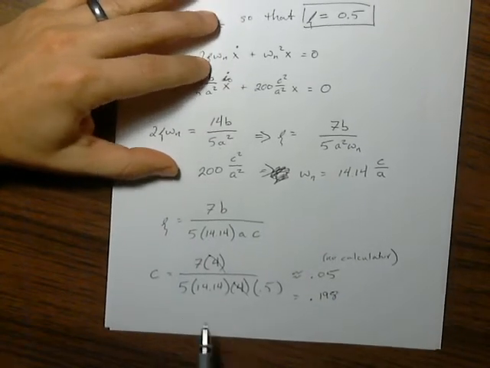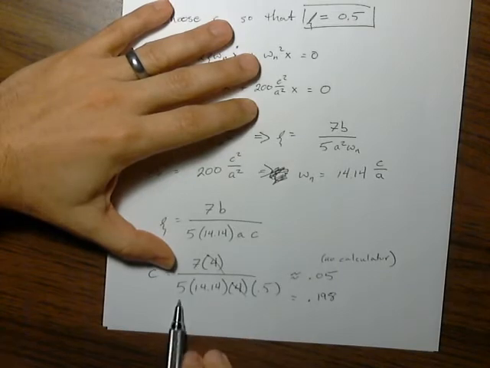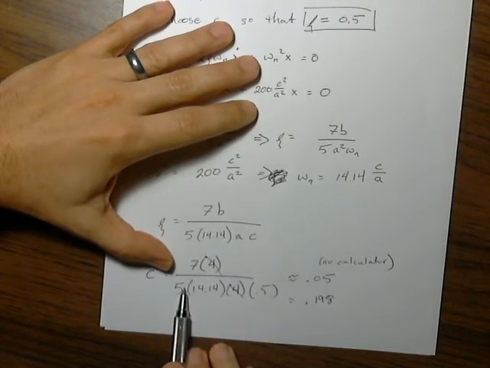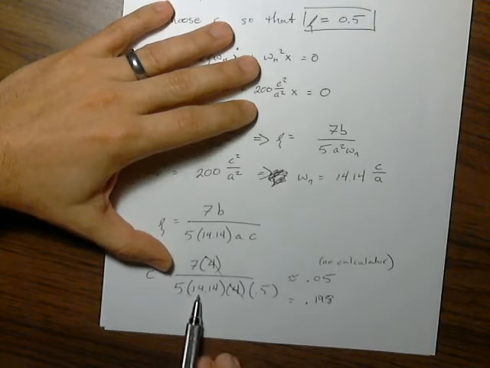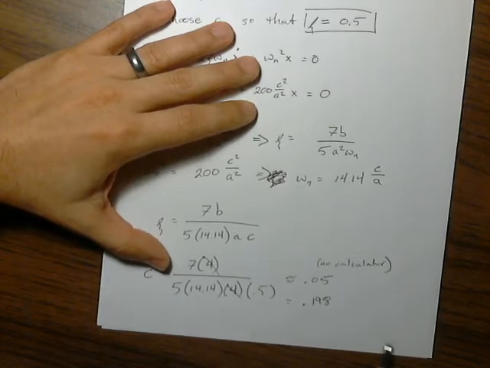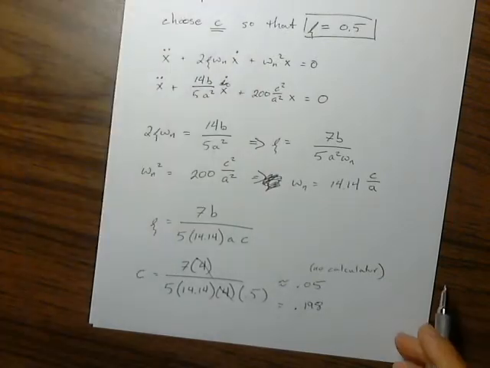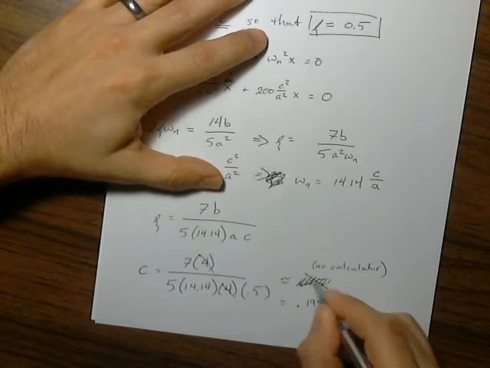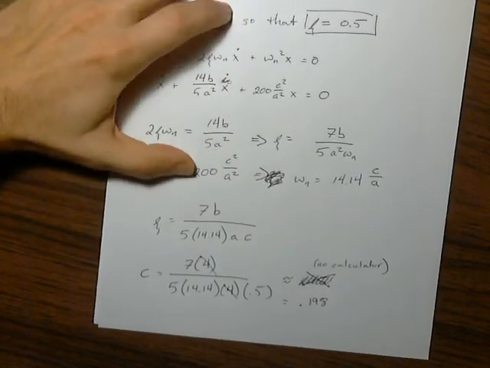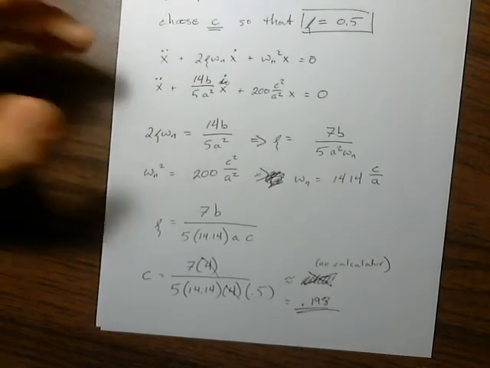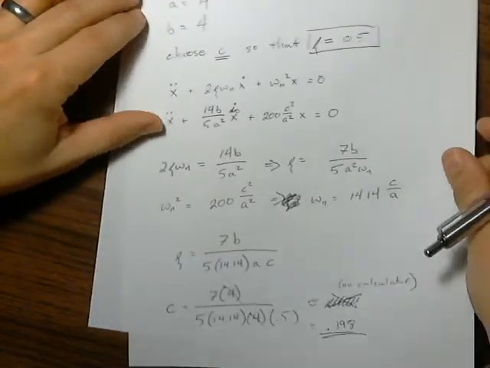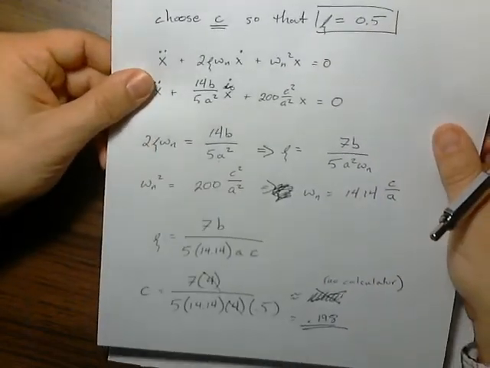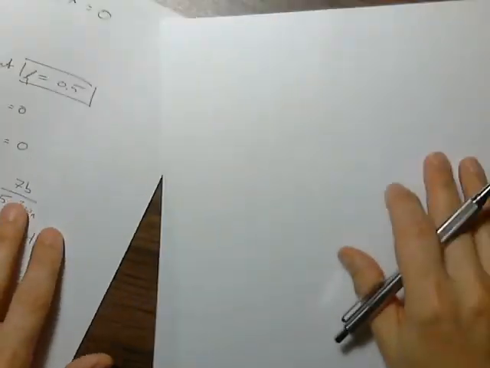So maybe I goofed up, because I get 0.198. All right, let me think back through my math. What did I goof up? 7 divided by 5 should be 1.4. Pretty sure about that one. Divided by this is about 0.1. Oh, yeah, 0.1 divided by 0.5 is 0.2, not 0.05. Silly, that's where I screwed up. All right, but we've got C. Can't win them all. We've got a value for C. Lovely. Now let's go ahead and calculate the other parameters.